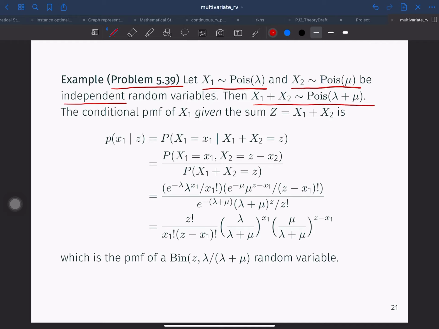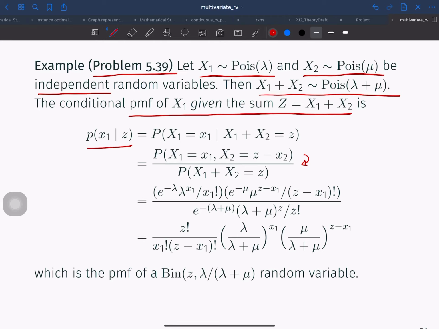So now the conditional PMF of x1, given the sum, which we denote as a random variable z, so the conditional PMF of x1 given the sum of the two random variables, we can write as follows. So that is the conditional PMF. We write it as the conditional probability. And because x1 and x2 are independent, this is the PMF for x1. This is the PMF for x2.